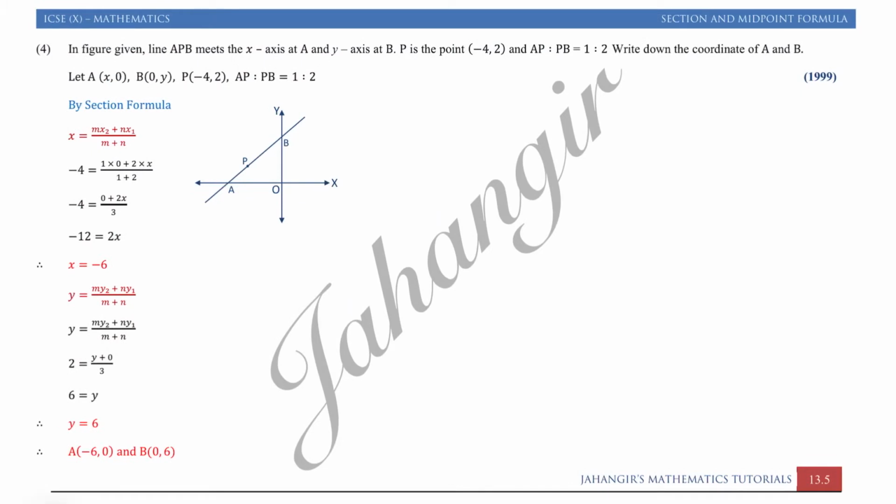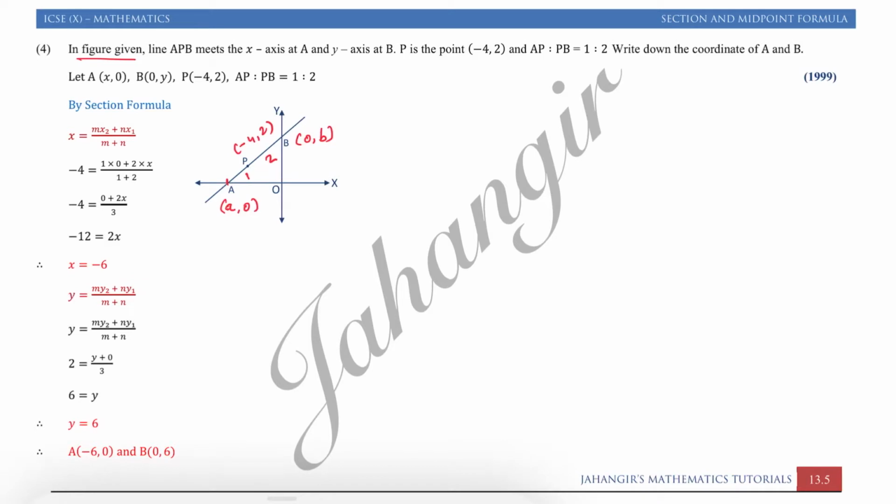Question number 4. In the given figure, APB meets the x-axis at A, so we can say its coordinate can be x comma 0 or A comma 0. You can write anything. Let us say A comma 0. And B is on the y-axis, its coordinate can be 0 comma B. Minus 4 comma 2 is the point P, where AP is to PB is 1 is to 2. As you see, I have just labeled the diagram.